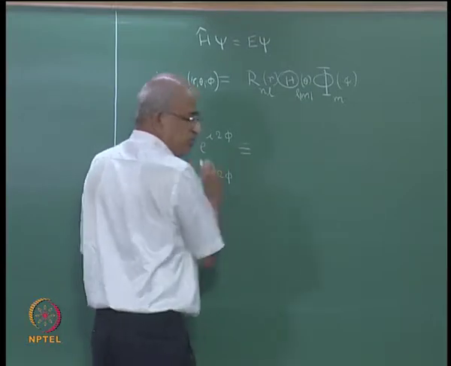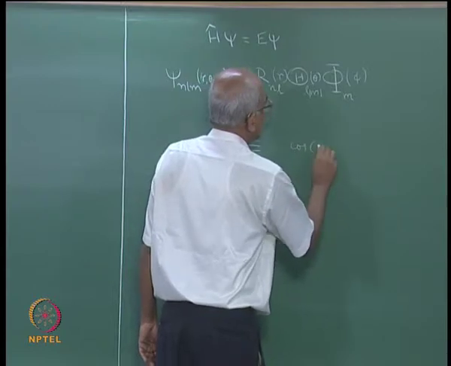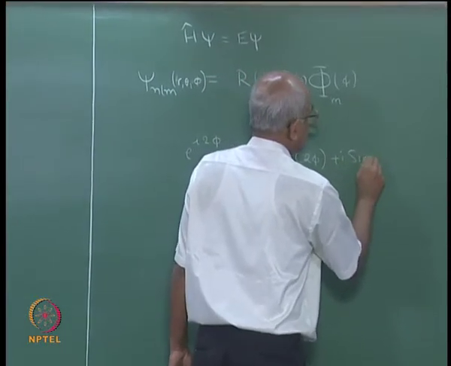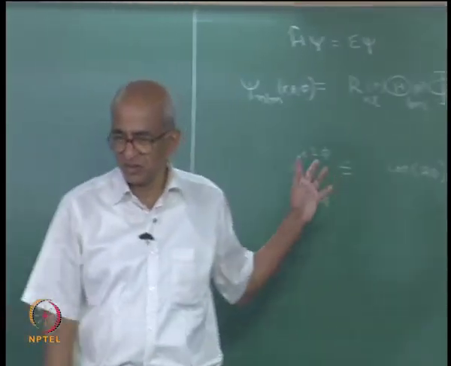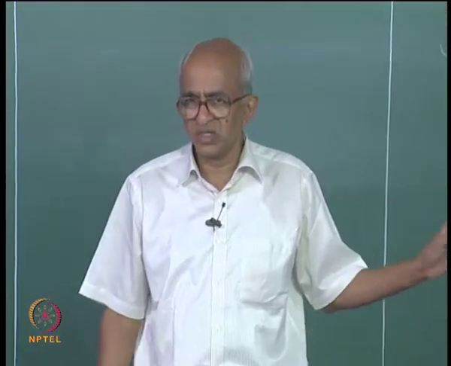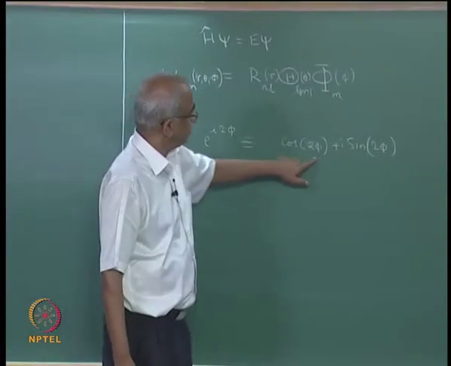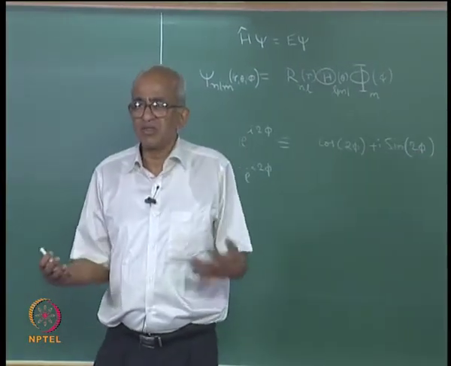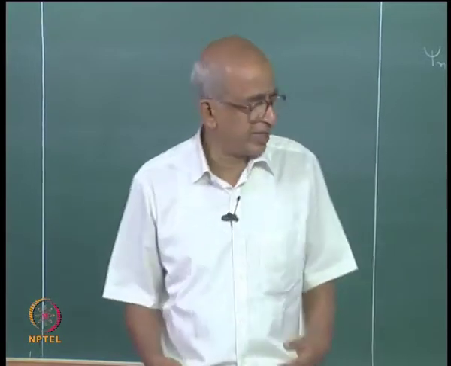But e to the power of i 2 phi actually contains cosine of 2 phi plus i sin 2 phi, right. You know this result from mathematics. e to the power of i 2 phi actually contains both cosine and sine. So, what you do is you combine these two so that you will get only the cosine or only the sine. The advantage is that the solutions are then real and you are able to visualize them. Chemists usually prefer to have functions which they can visualize.